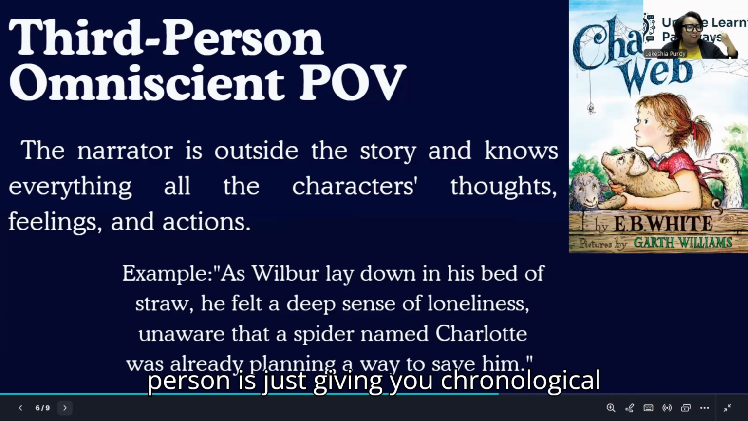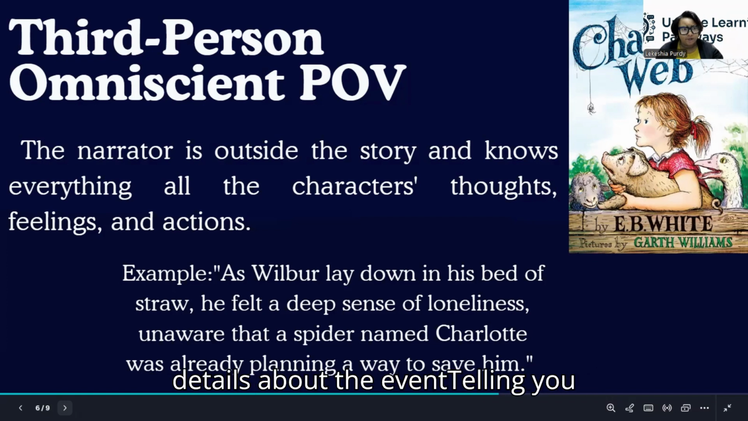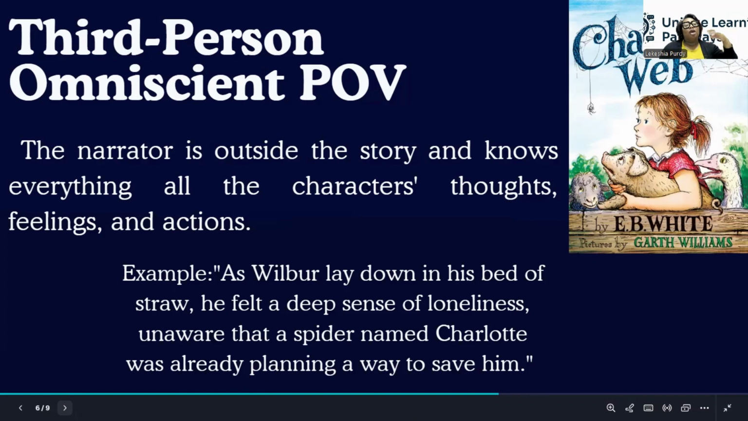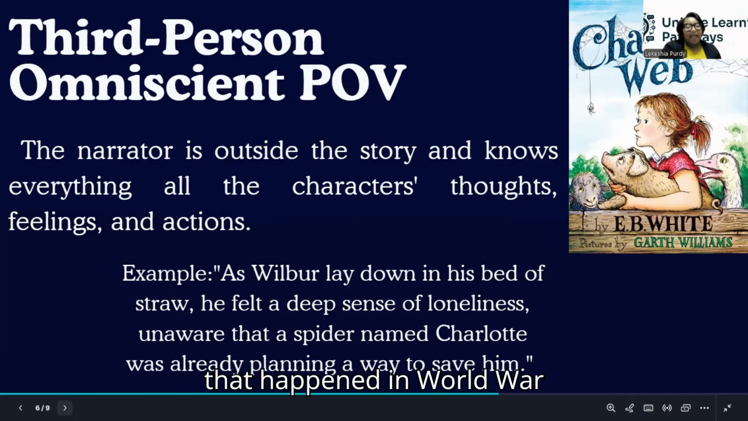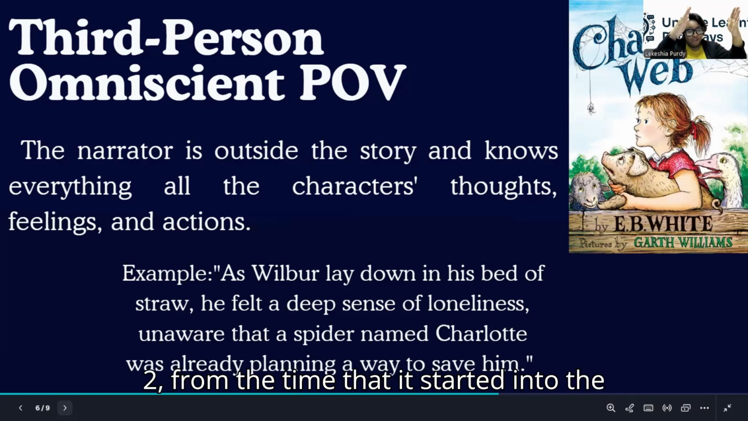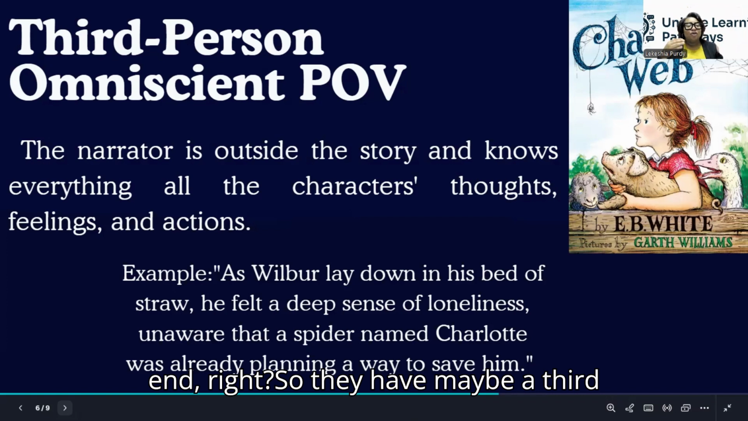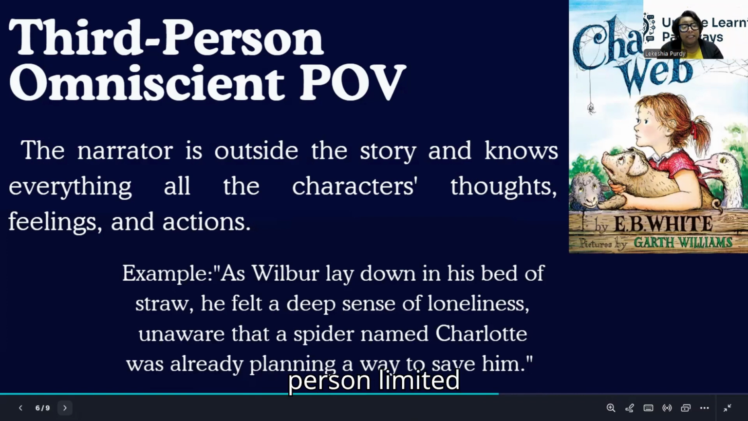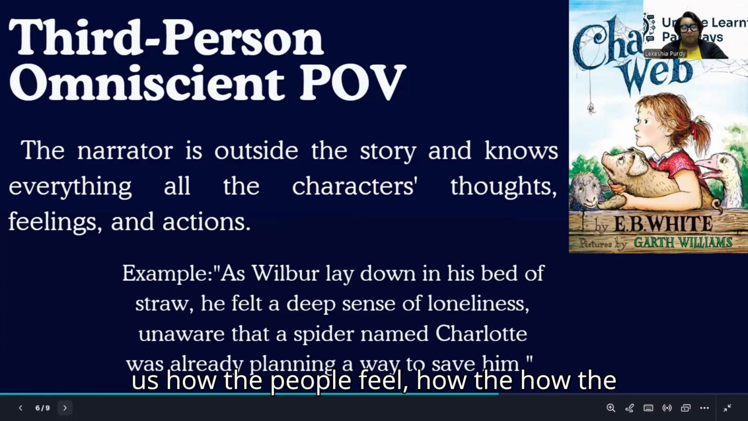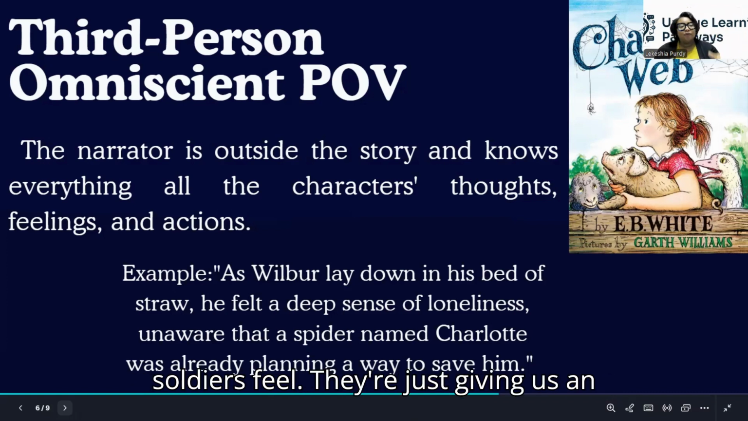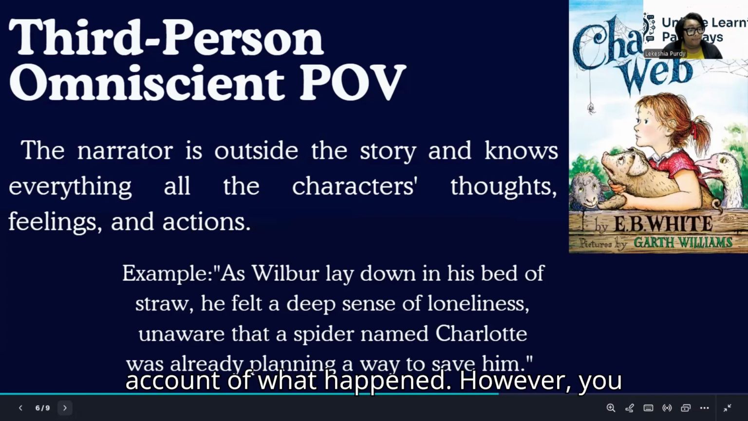And this person is just giving you chronological details about the events, telling you everything that has happened, not necessarily the feelings, but everything that happened in World War II from the time that it started to the end, right? So they have maybe a third person limited perspective, because they're not telling us how the people felt, how the soldiers felt. They're just giving us an account of what happened.